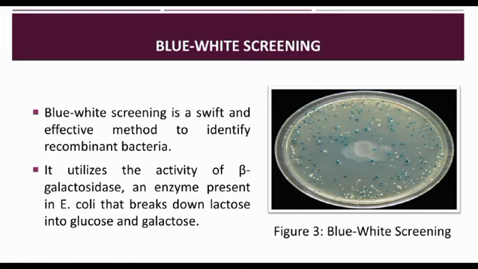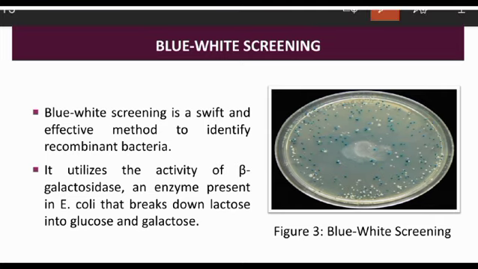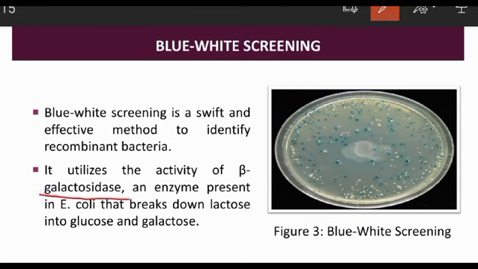Blue-white screening. Blue-white screening is also a very fundamental tool that is used in recombinant DNA technology. It is a very effective method and it is used to identify recombinant bacteria. It is basically used to screen recombinant bacterial colonies from the non-recombinant bacterial colonies. It uses the activity of beta-galactosidase. Beta-galactosidase is basically an enzyme that is present within bacteria and it is involved in the breakdown of lactose into glucose and galactose. And the production of this enzyme is controlled by the expression of the lacZ gene.